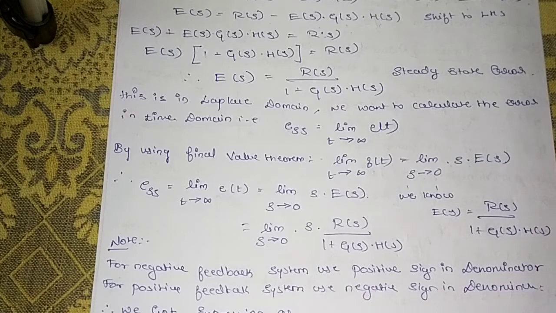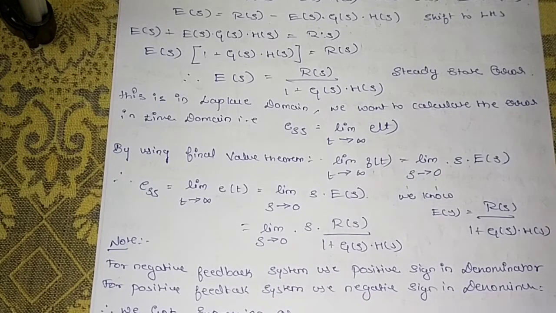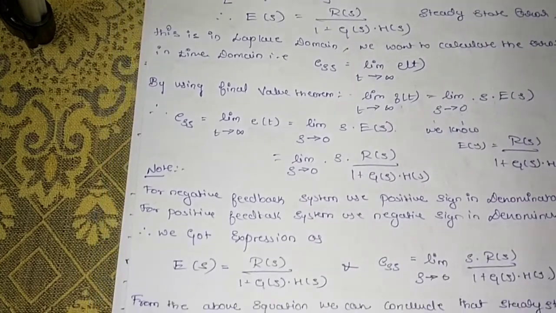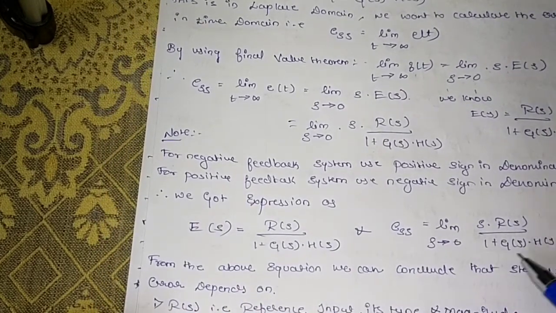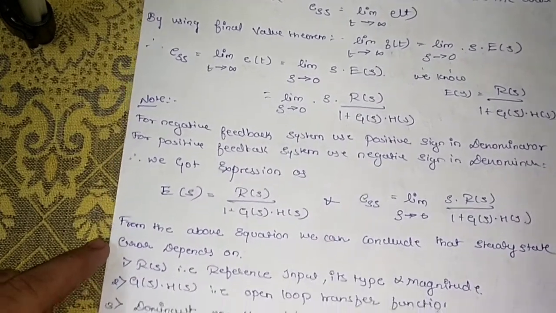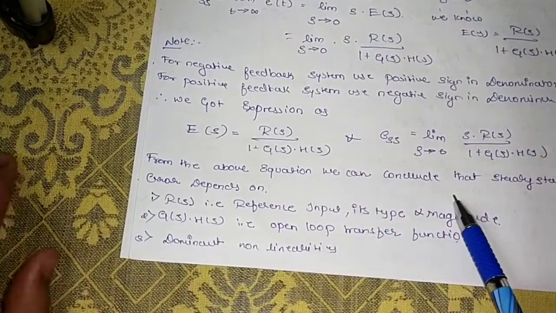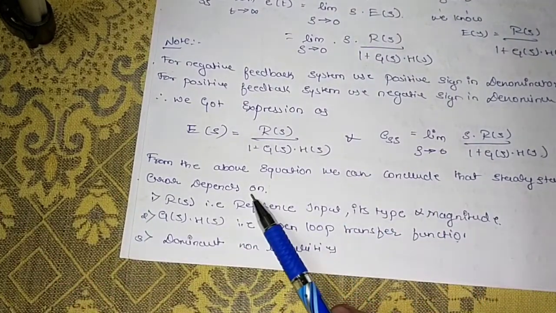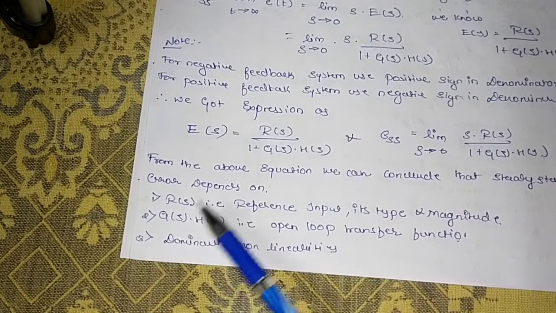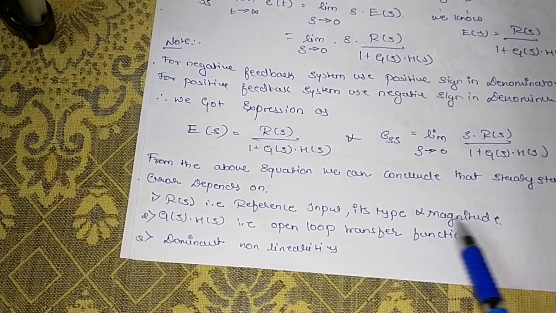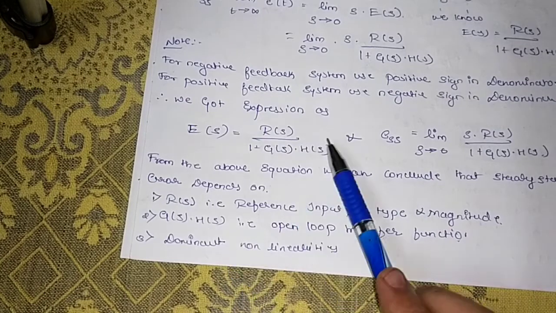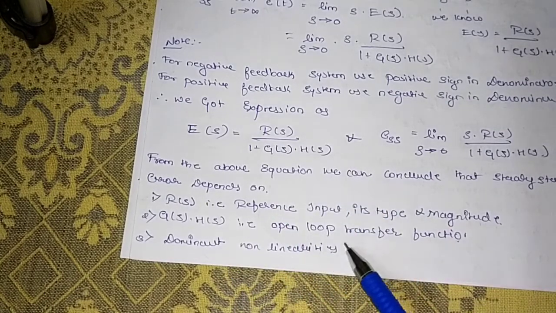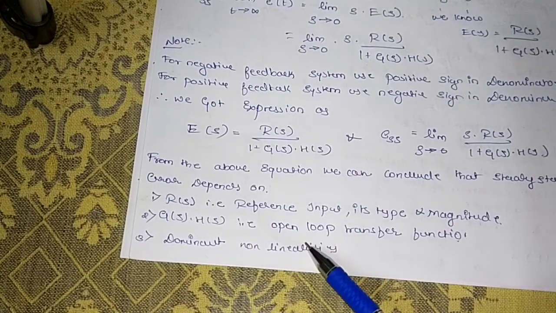So the note says, for a negative feedback system, use a positive sign in the denominator, and for a positive feedback system, use a negative sign in the denominator. We got an expression: E(s) in the Laplace domain is R(s) divided by 1 plus G(s) into H(s), and in the time domain e(t) equals limit s tends to 0 of s into R(s) divided by 1 plus G(s) into H(s), right? From the above equation we can conclude that the steady state error will depend on R(s), the reference input and its type and magnitude, G(s) and H(s), the open loop transfer function, and dominant non-linearities.